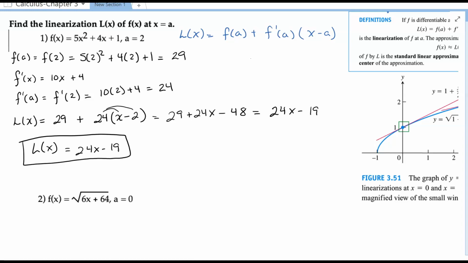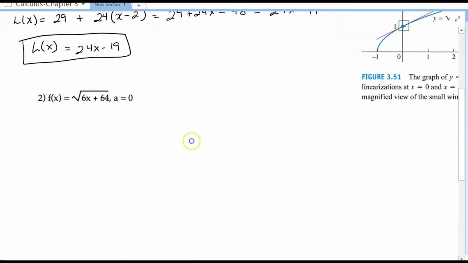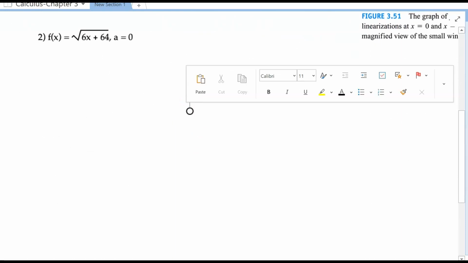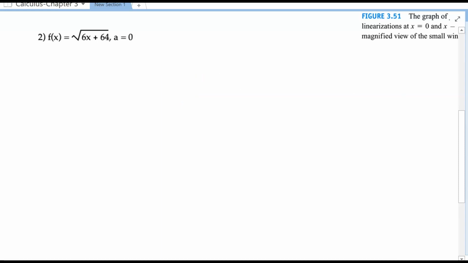Let's take a look at another one, slightly more advanced, slightly more challenging, and I think you'll get the hang of it really quick if you haven't already. All right, so again, here we're going to take the linearization. So let me write that formula up again here at the top for you. Okay, f of a plus f prime of a times x minus a. That's always important. Keep that formula fresh in your mind.